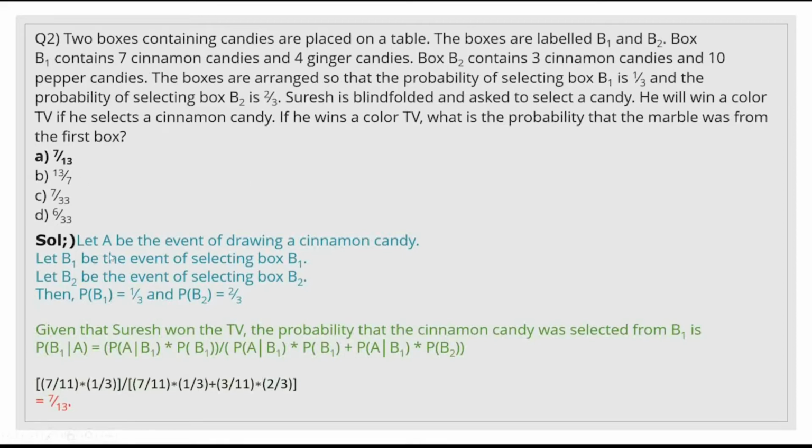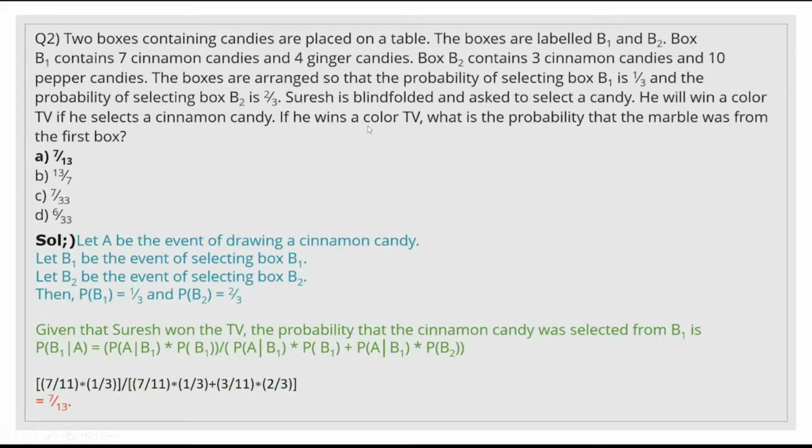Now, A should be the event of drawing a cinnamon candy, because we have to calculate, when he does win a color TV, that he selected a cinnamon candy, which is placed in box B1 and B2. So B1 is the event of selecting box B1, and B2 is the event of selecting box B2. Then the probability of B1 is already given as 1/3 in the question, and the probability of B2 is 2/3, also stated.